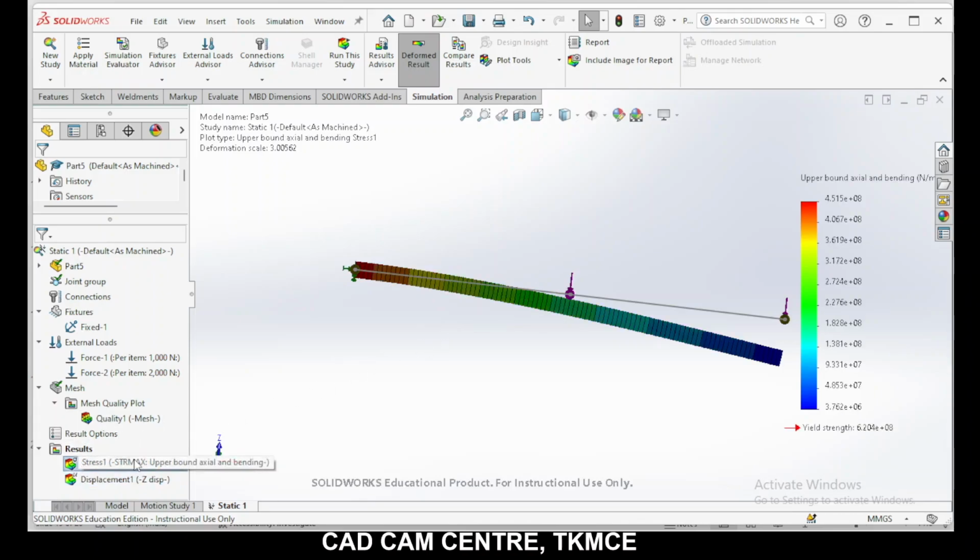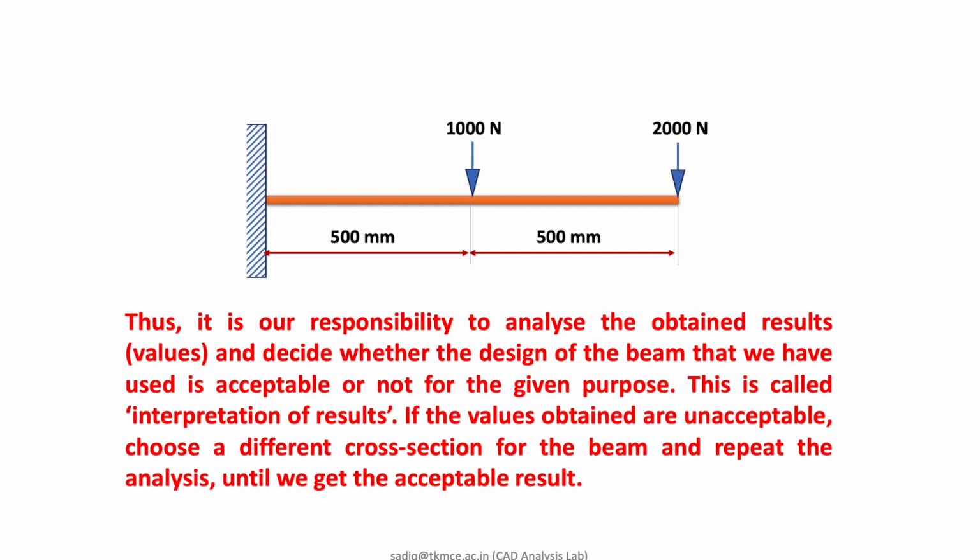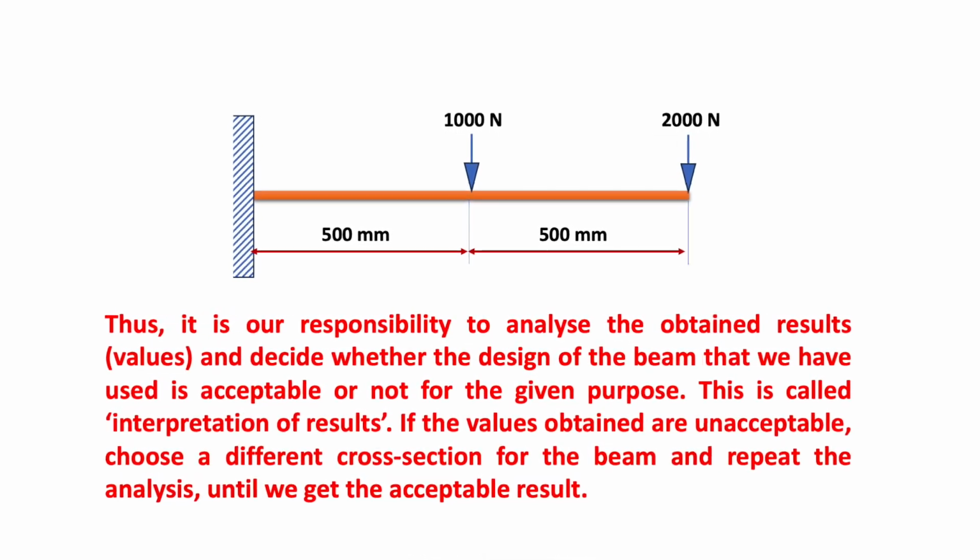Similarly, for stress distribution, see, the yield stress is 6.2 into 10 raised to 8. And what is the maximum stress developed? It is 4.5 into 10 raised to 8. So this 4.5 is lower than the material property. In that case, the material will not fail. Instead, it will bend through some distance. Whether that bending is acceptable or not is our decision. So this is how we do the analysis.